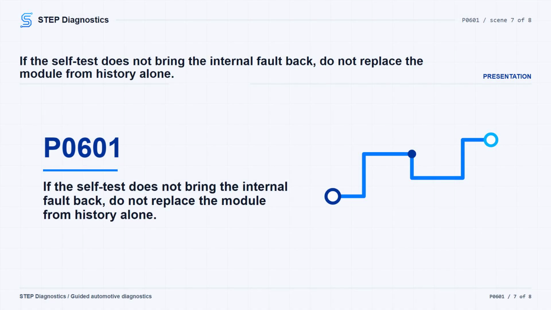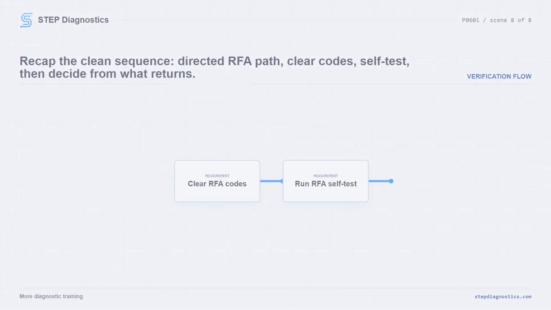If the internal RFA fault is not present after clearing the codes and running the RFA self-test, the system is operating correctly at this time. Do not force a module replacement from history alone if the directed self-test does not reproduce the fault. Keep verification separate from the test decision.